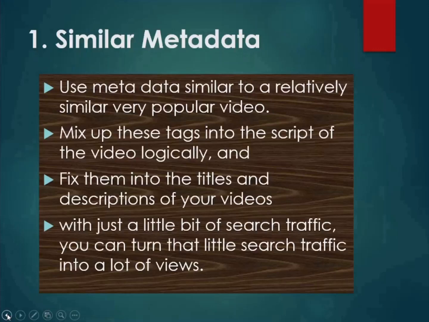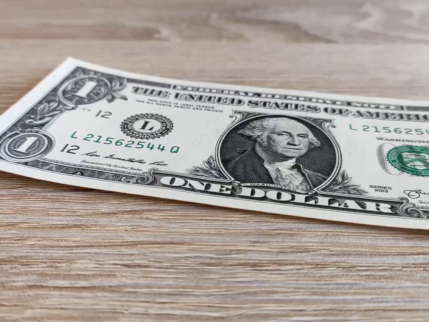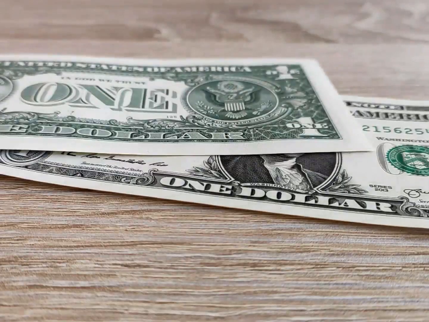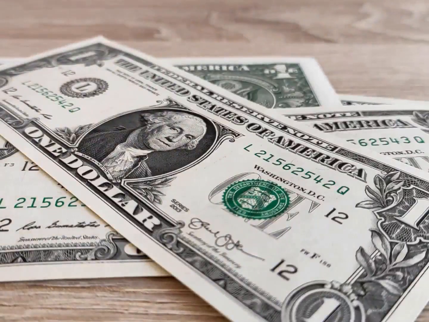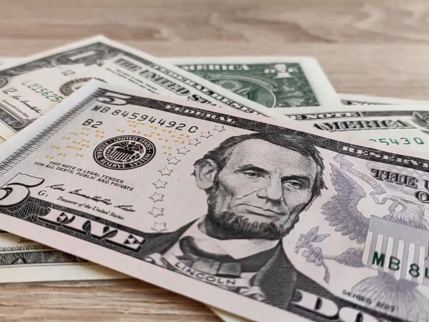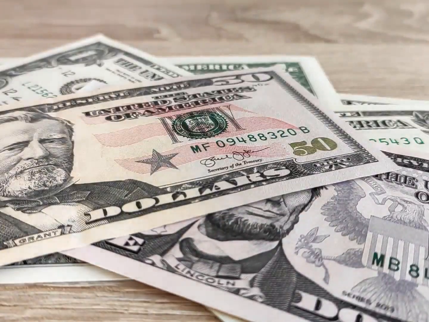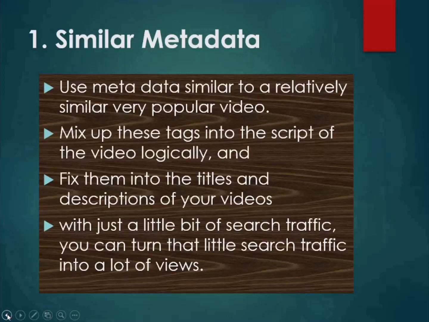Your video's metadata should be similar in titles, video descriptions, and tags. It is recommended you use a well-selected group of tags on all videos in a given channel. Then try to mix up these tags into the script of the video logically, and fix them into the titles and descriptions of your videos in that particular channel. This will place your videos in connection where if one of your videos appears in a search result, then in its suggested videos another one will appear. So, viewers are likely to click that suggested video for more content.